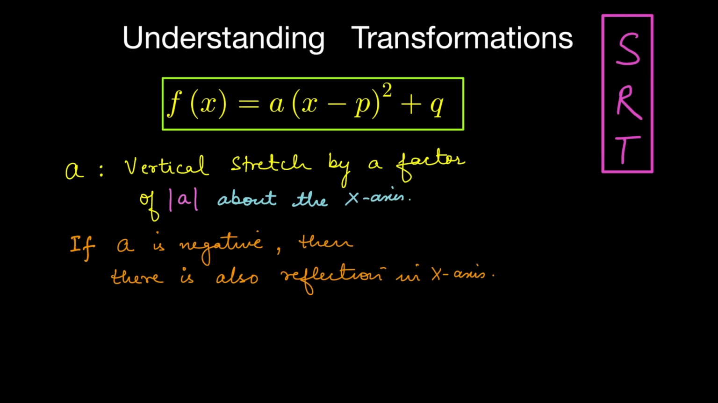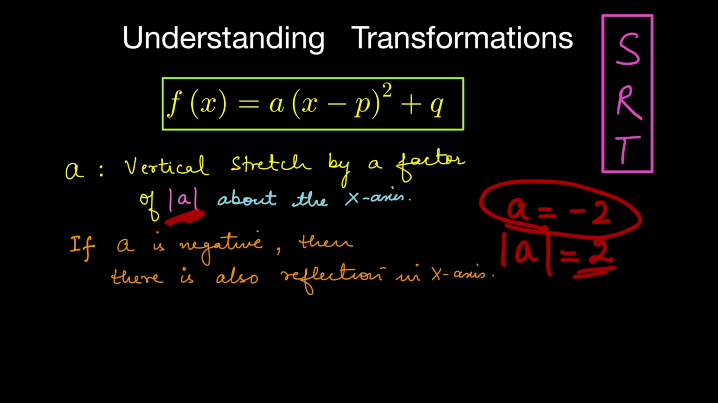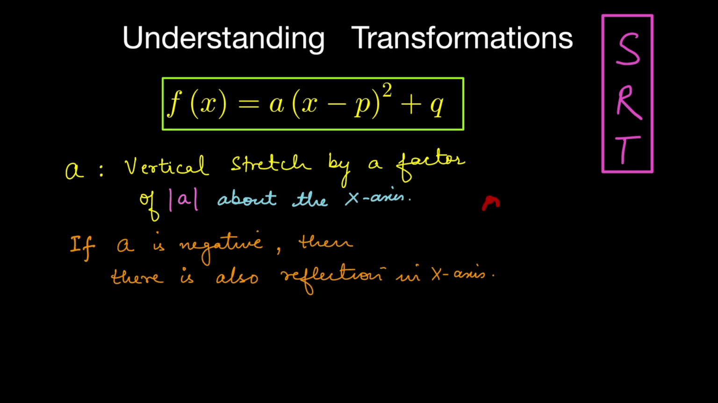So a represents the vertical stretch by a factor of absolute a, we write. Like if we have the value of a, let us say something as -2, when we take the absolute value, we'll just take it as 2. So we'll then write only 2 here if you have a as -2. But if a is positive, let us say a is just 3, then the absolute value of 3 will be just 3. So in that case, you can write the result here as 3.